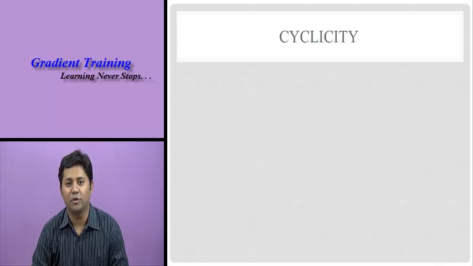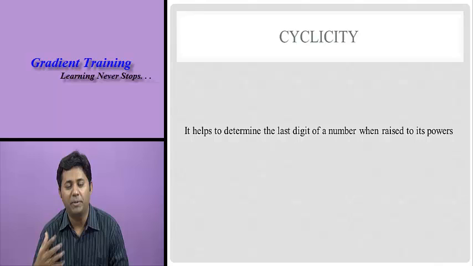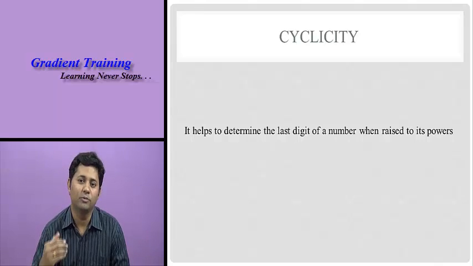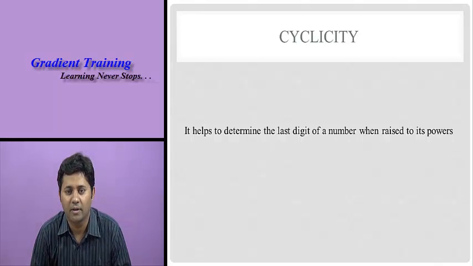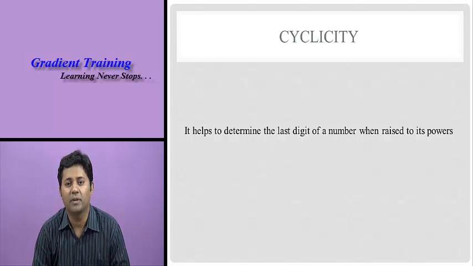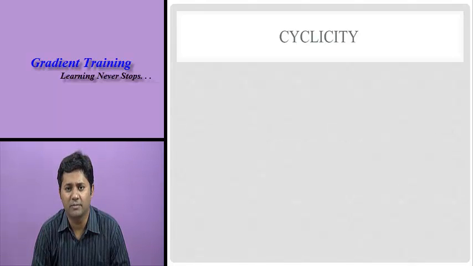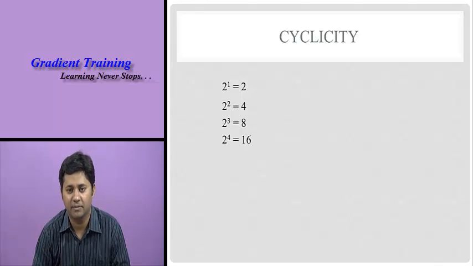In this tutorial, we are going to talk about cyclicity. Cyclicity is a property of numbers by which the last digit of numbers repeats itself when they are raised to certain powers. For example, 2 to the power 1 is 2, 2 square is 4, 2 cube is 8 and 2 to the power 4 is 16, the last digit of which is 6.